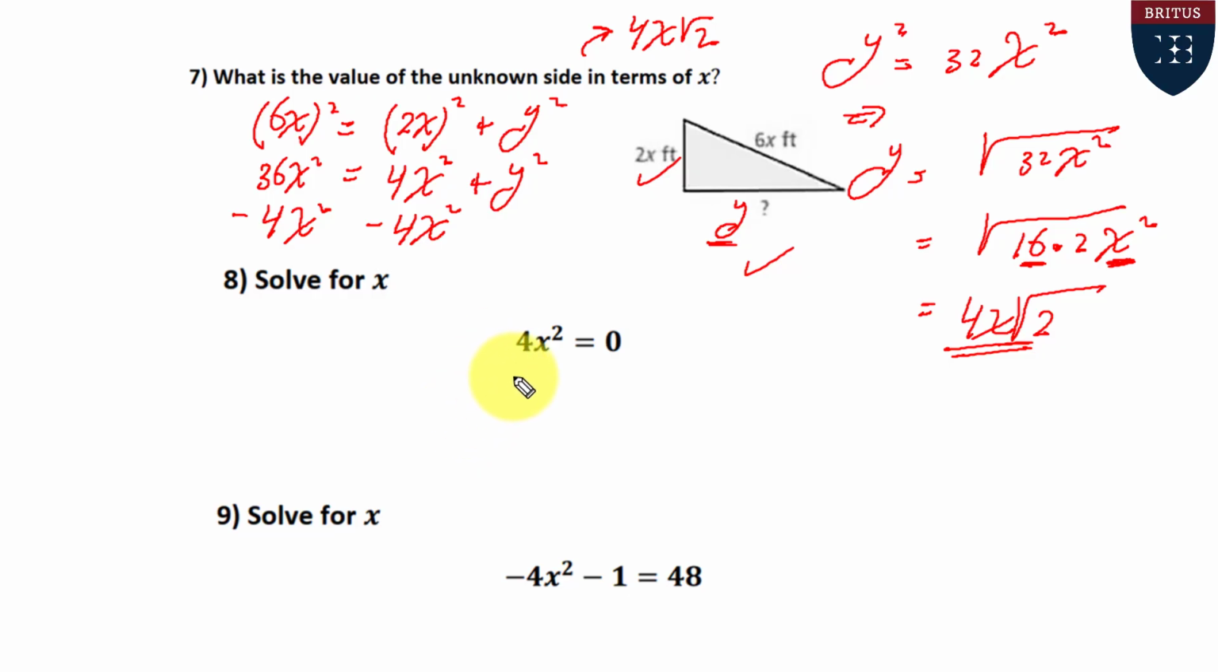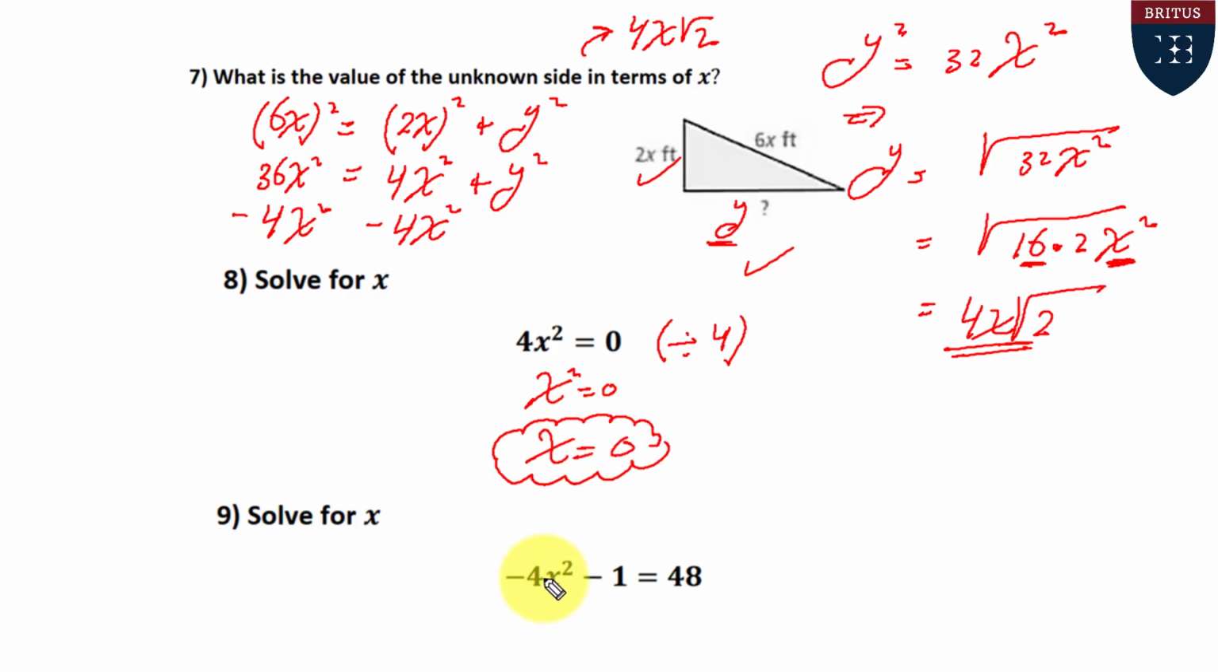How can we solve the equation 4x squared equals 0? Just divide both sides by 4, we get x squared equals 0. By taking the square root, we can deduce that we have just one real solution, which is x equals 0.